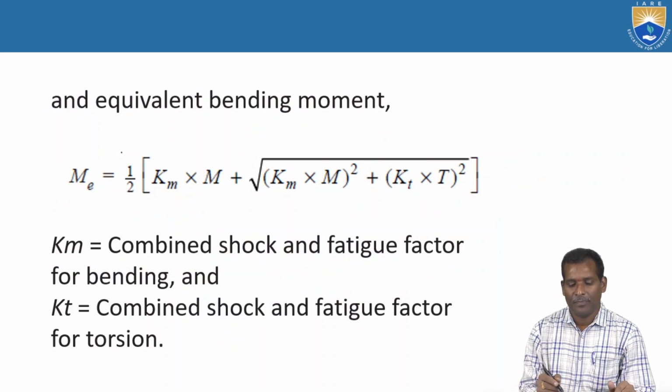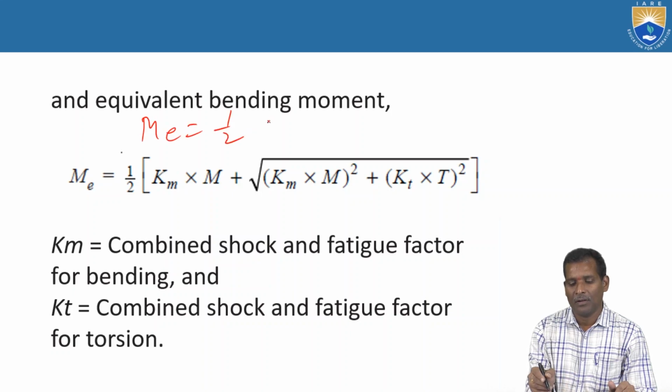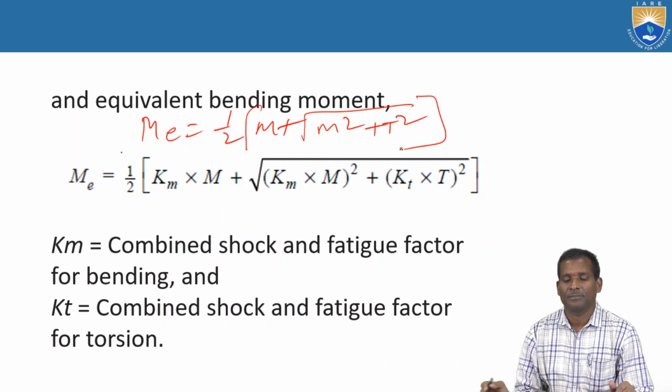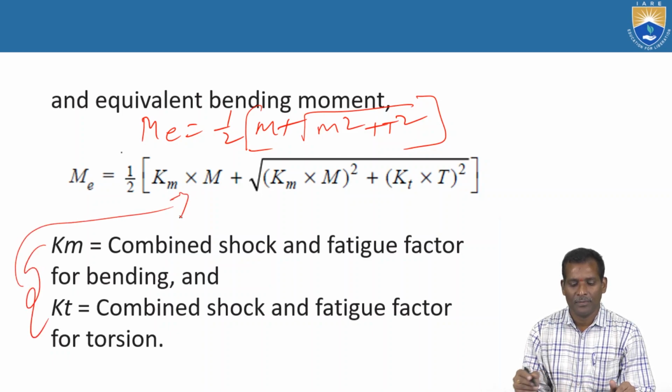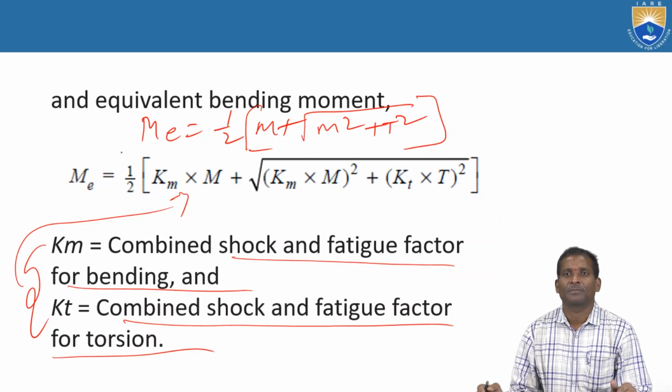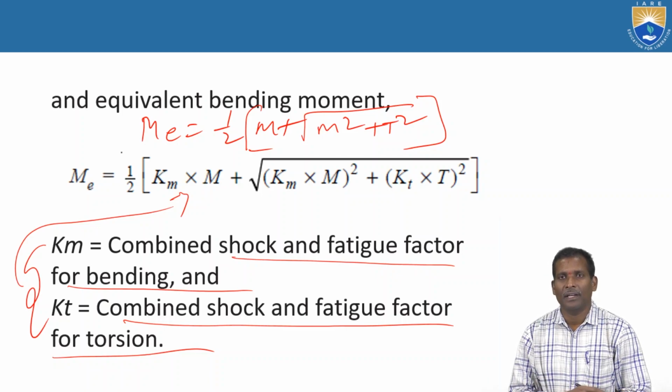Similarly, the equivalent bending moment is m plus square root of m square plus t square. In this, multiply these two factors. Km is the combined shock and fatigue factor for bending loads. Kt is the combined shock and fatigue factor for torsion. Multiply and you will get the actual bending moment and twisting moment whenever the shafts are subjected to fluctuating loads. And calculate the diameter, same as the previous condition.